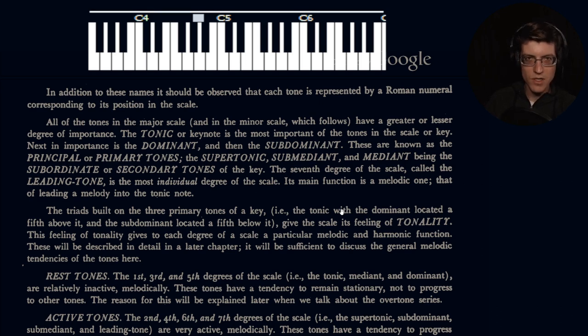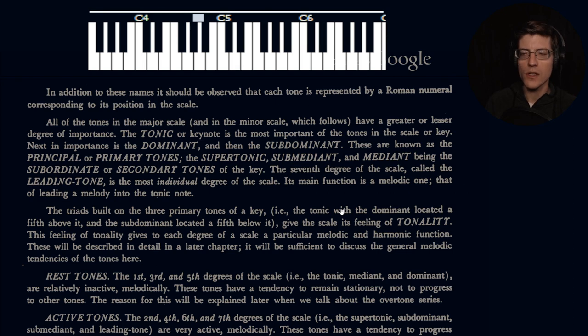So let me do D major scale. So the tonic is the most important of the tones in the scale or key. Next in importance is the dominant, which would be the fifth scale degree. And then the subdominant. These are known as the principal or primary tones, the supertonic, submediant, and mediant being the subordinate or secondary tones of the scale.